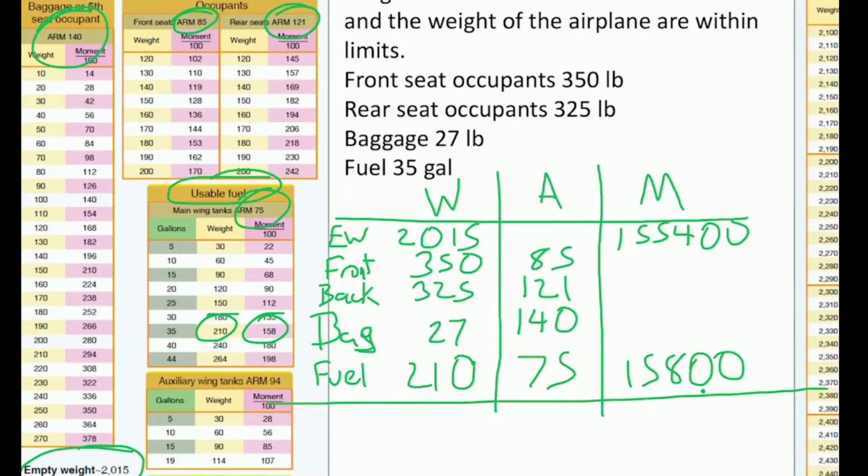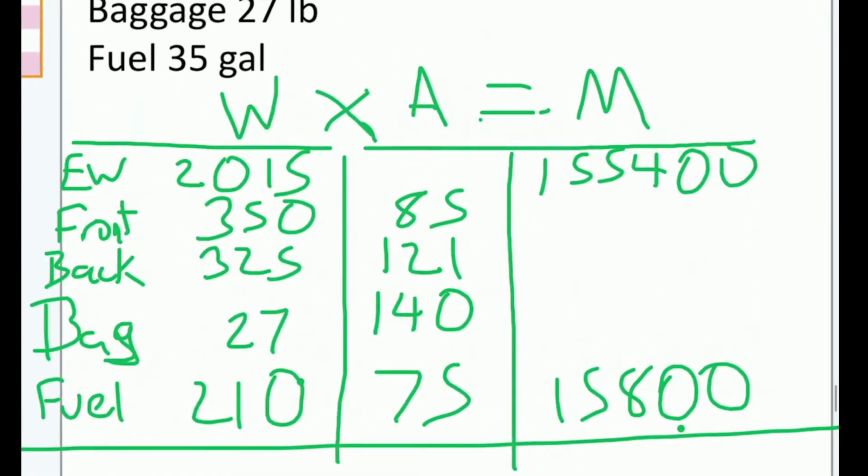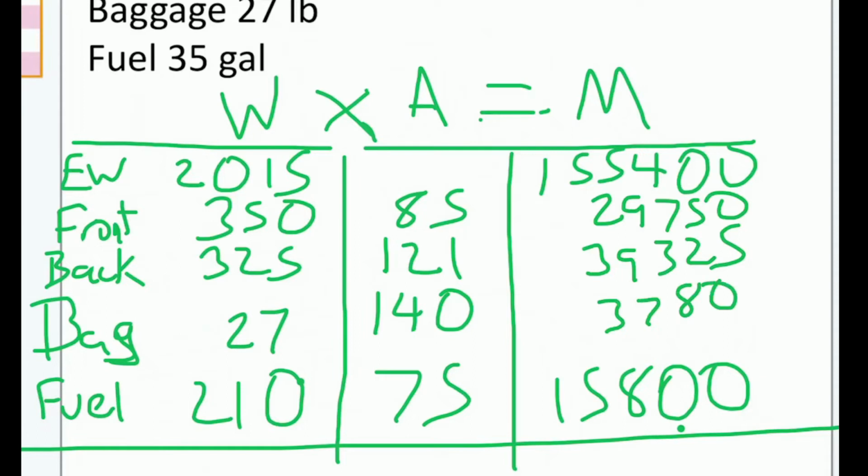All right, now we're gonna add up our weights after we figure out all the moments. So let's do the math across. So weight times arm equals moment. And just use your calculator. Don't try to do this math in your head or nothing crazy, because you're gonna mess up. So 350 times 85 is 29750, and 325 times 121 is 39325, and then for the bags, 27 times 140 is 3780.